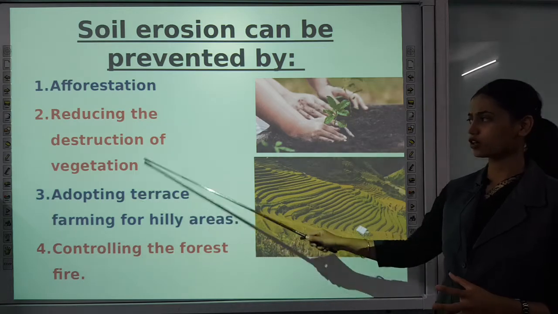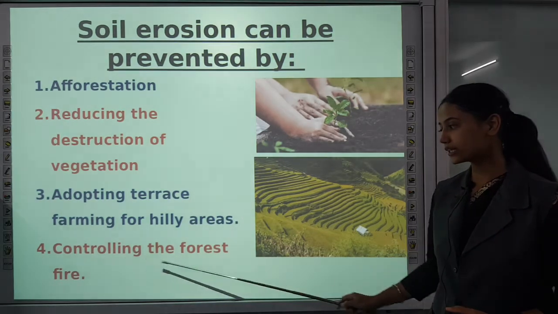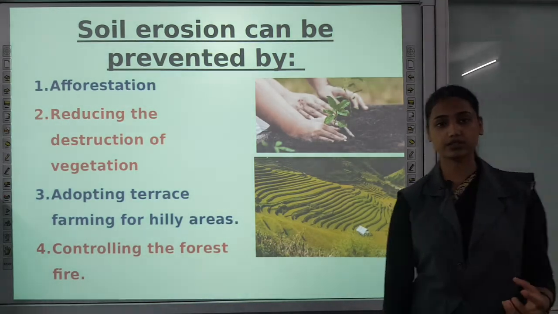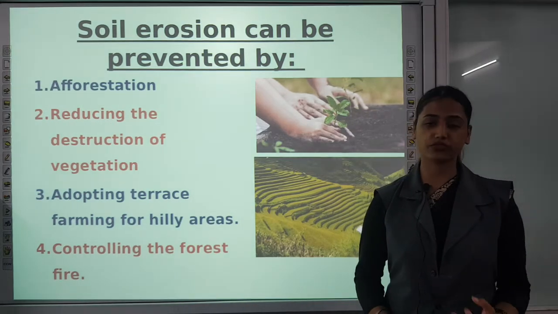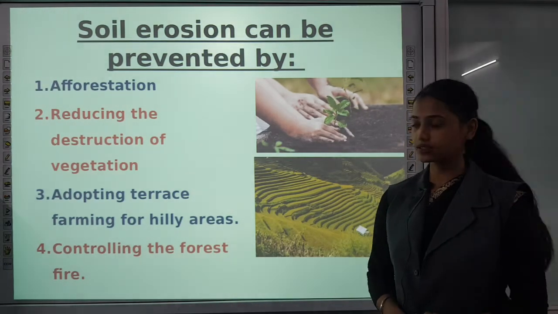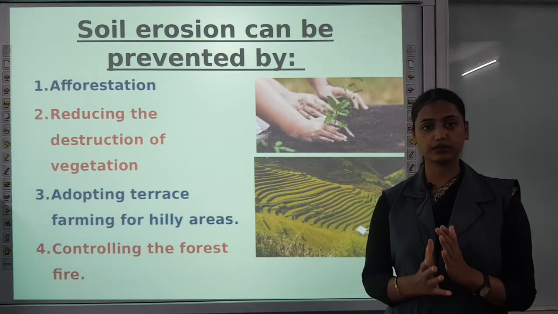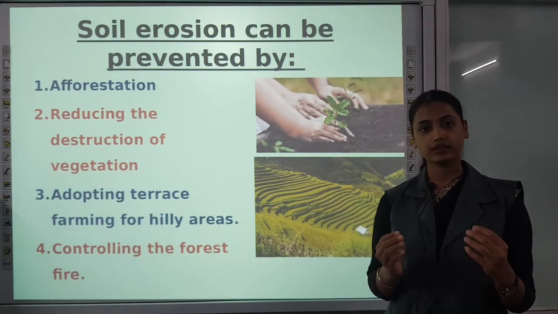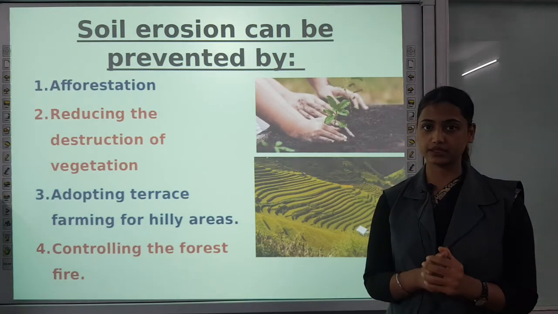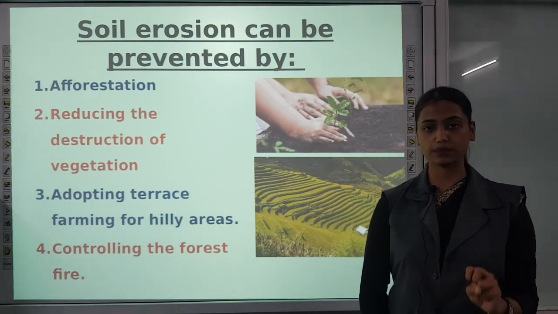These 2 points are almost nearly same. By controlling the forest fire, we are saving what? We are saving our vegetation, we are saving our trees. And as we know, trees help in binding, they keep the bond between the soil particles.